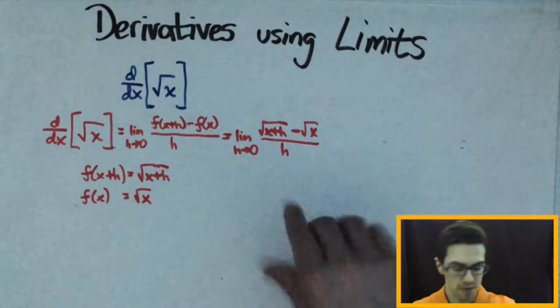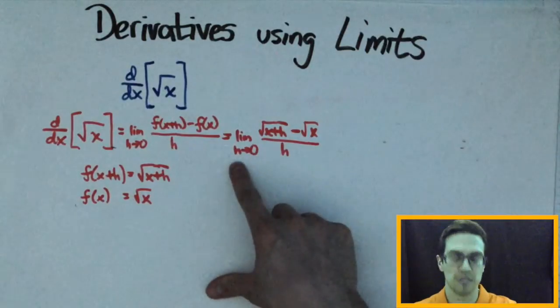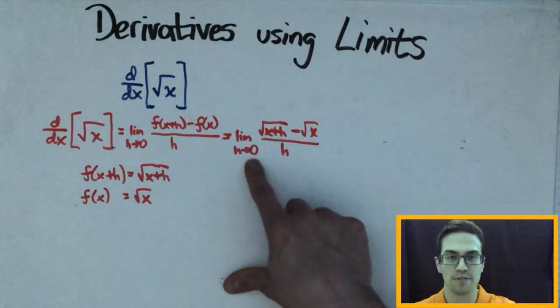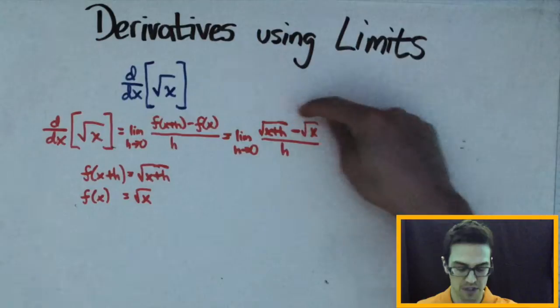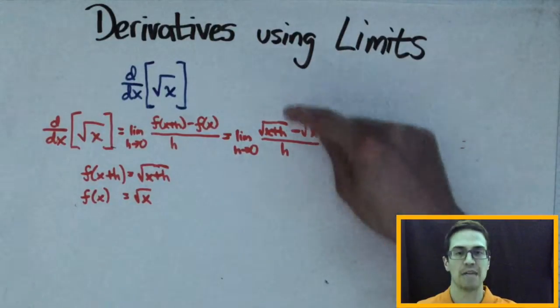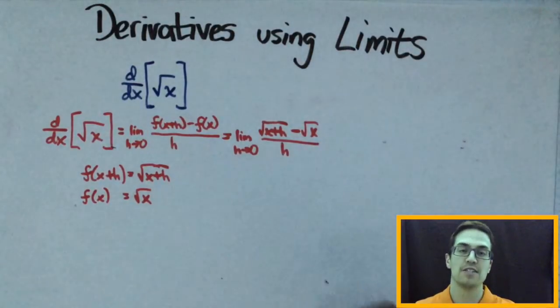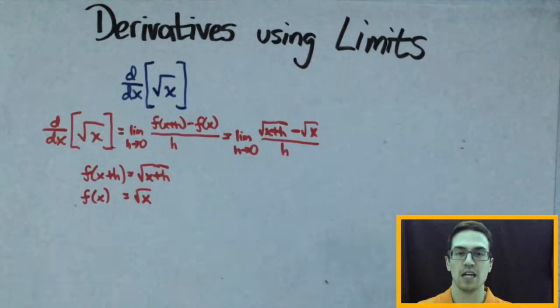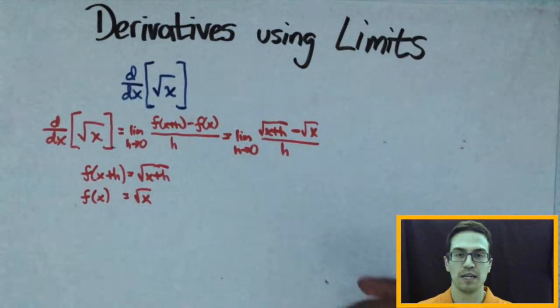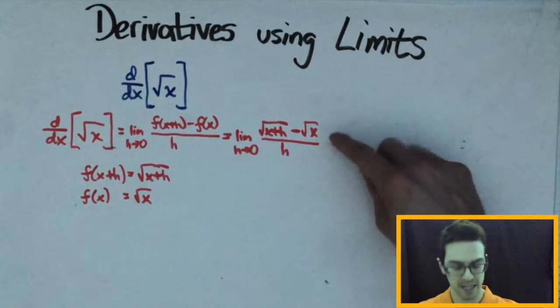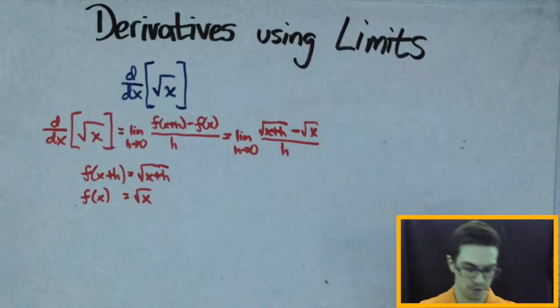Now, there's not much we can do here. We can't just substitute in the 0 for h, because if we did, we'd end up with 0 up top and 0 in the bottom. So we'd have a 0 over 0. But since we have a 0 over 0, we can do something with this. And what we can do is use our rationalizing technique to rationalize this numerator. So that's what we're going to do.